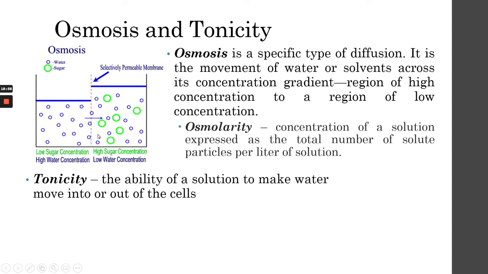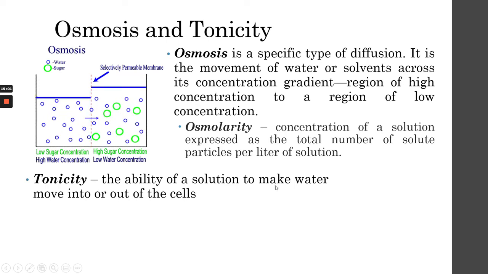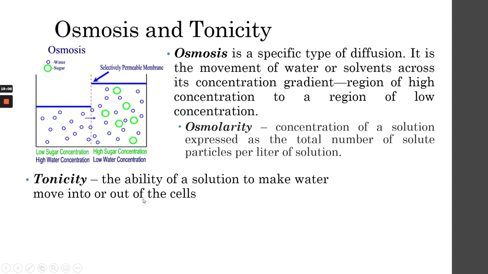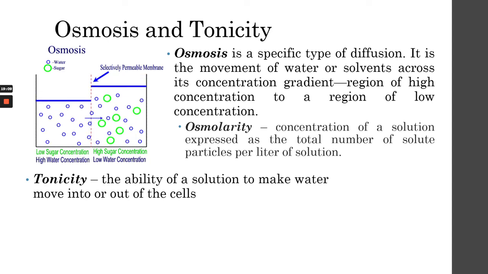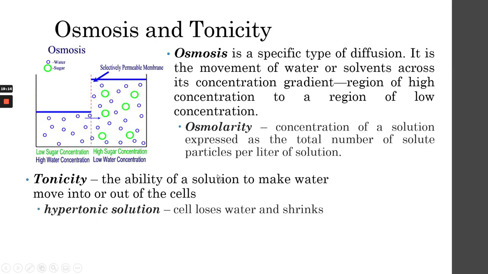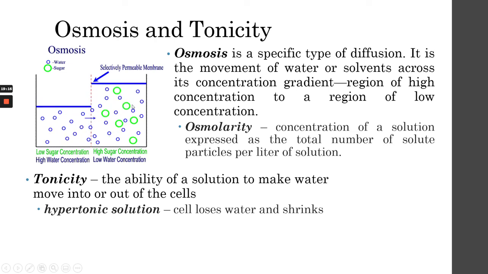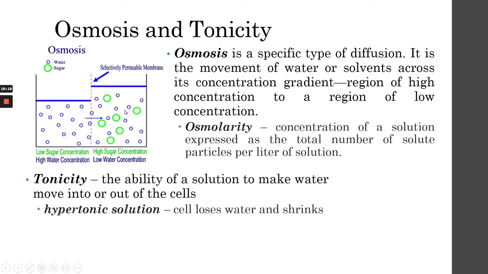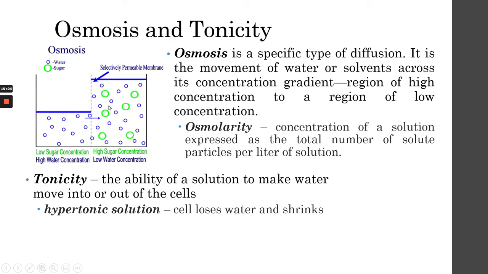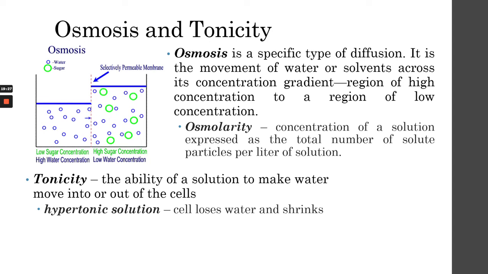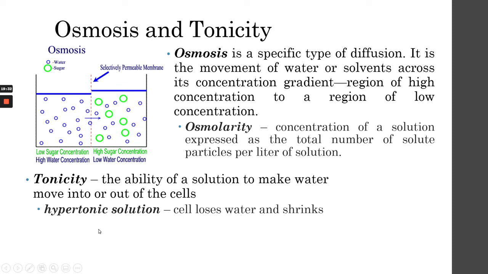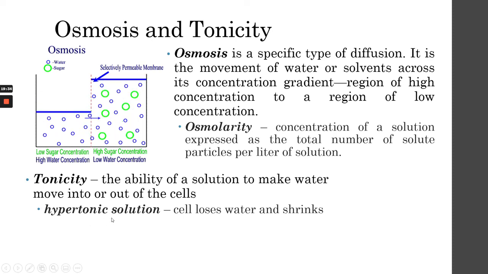That is because of what we call tonicity. Tonicity is the ability of a solution to make water move into or out of the cell. So this will become more clearer, so bear with me. So tonicity, again, if we have a solution, for example, we have a solution of water, and if we put a cell inside it, the solution can affect the cell in various ways, depending on what type of solution you have. So for tonicity, we have three types of solution, what we call the hypertonic.